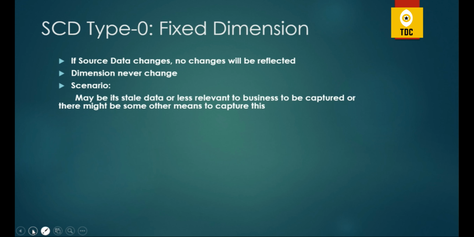Now let us go to the first type of SCD, which we are calling a fixed dimension. You will understand why. It is the simplest form of SCD, and it is not so frequently used, but let us see what exactly it means. Take an example: you have a source table in an OLTP system, where you are getting that data to your data warehouse. In that case, the data in the source might change. However, you do not intend to update the data in your dimension table.